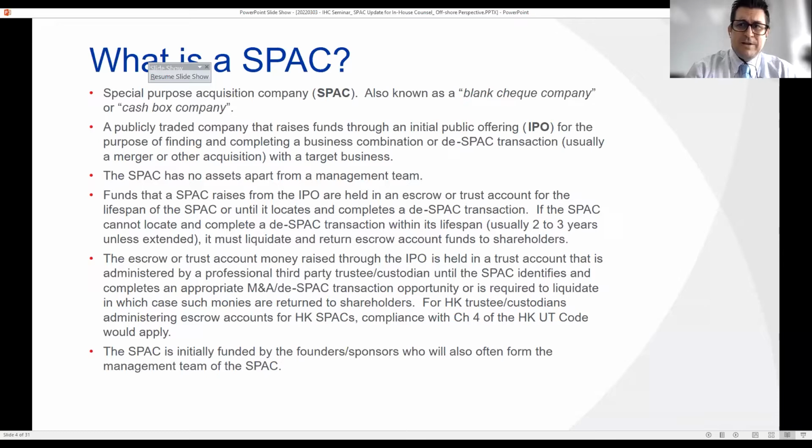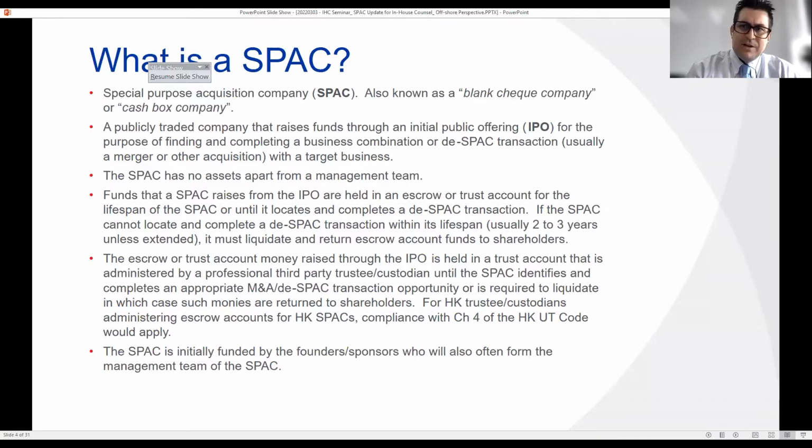For Hong Kong SPACs, the custodians will need to comply with Chapter 4 of the Unit Trust Code. And certainly custodians who are administering escrow accounts for SPACs are required to comply with the relevant rules of the particular jurisdiction where the SPAC is being launched and also where it's been listed. So there are different rules that apply to SPACs that are listed in the US, whether on NASDAQ or the New York Stock Exchange, Hong Kong, or Singapore.